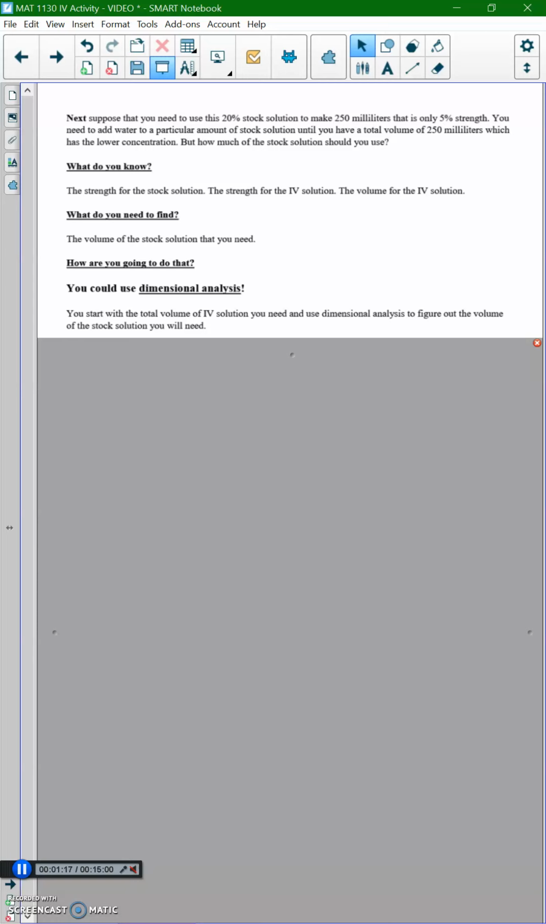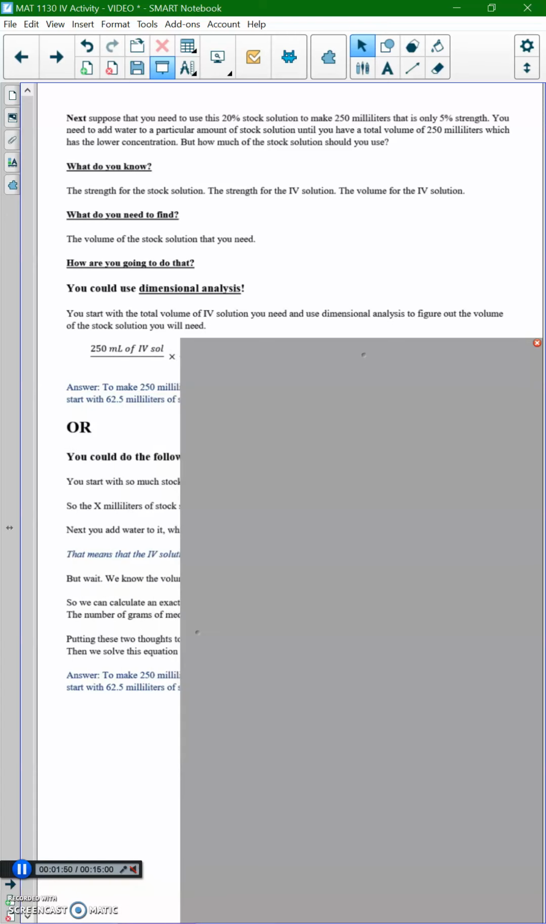Well, how are we going to do that? One way that we could go about doing this is using dimensional analysis. And so if we're going to use dimensional analysis to do this, we are going to start with the total volume of IV solution that we need, and then use dimensional analysis to figure out the volume of the stock solution we need. So we said if we start with the total volume of IV solution, well, we know that we wanted to make a 250 milliliter IV bag. So we are going to go ahead and start that we need 250 milliliters of IV solution.